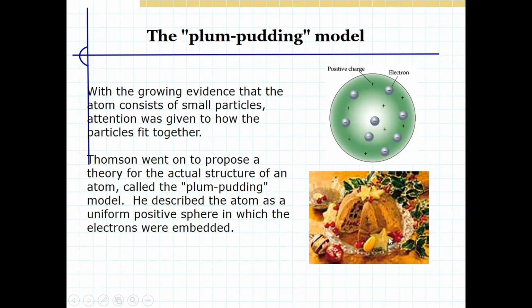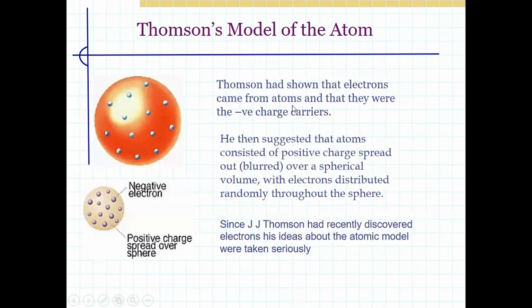So this atom model had a uniform positive charge and a uniform distribution of negative charge. Overall, the atom was neutral, and if you take a part of the atom, it is still neutral because of the uniform distribution of negative and positive. J.J. Thomson had shown that the electrons are coming from the atom, therefore they are part of the atom, and they are negatively charged, so the rest of the atom is a spherical volume with a positive charge.